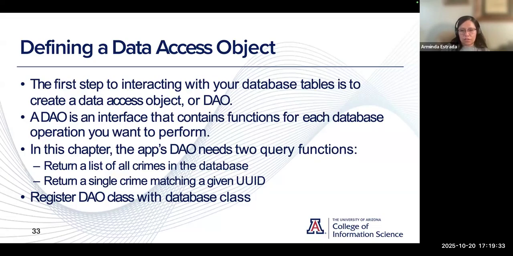So in this chapter 12, the app's DAO needs 2 query functions. First, to return the list of the crimes in the database. In our case, it would be Glucose, right? And then to return a single Glucose for us, matching that UUID. So what do we need it for? To be able to access those objects, to be able to access, query the functions, use those functions, okay? So we register a DAO class with the database class.